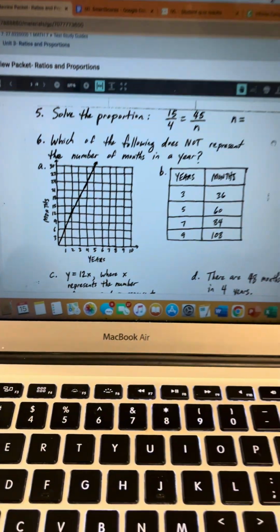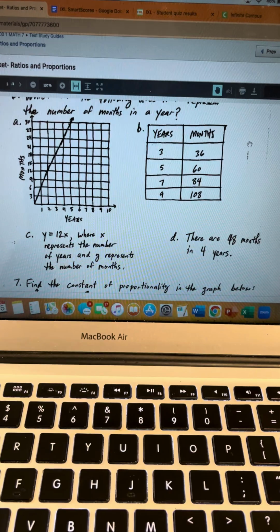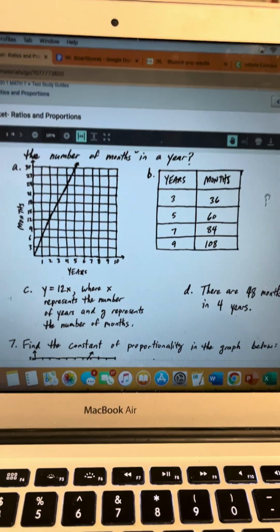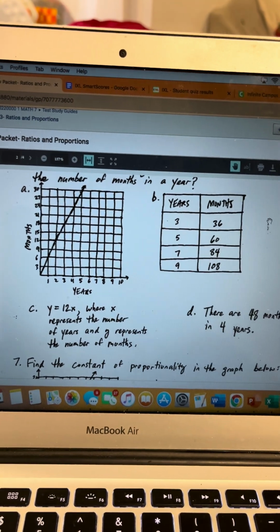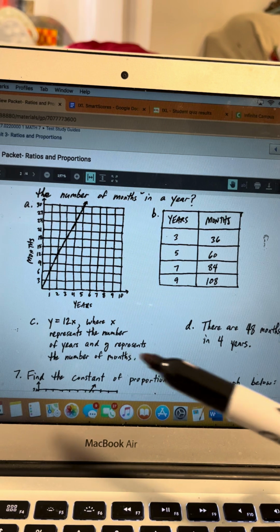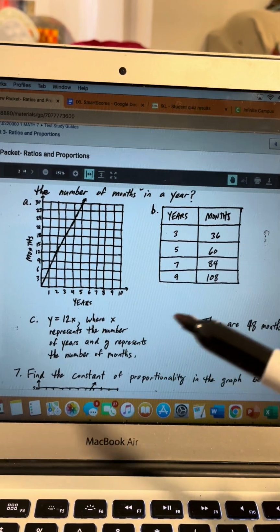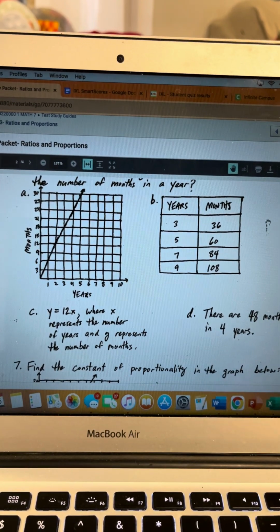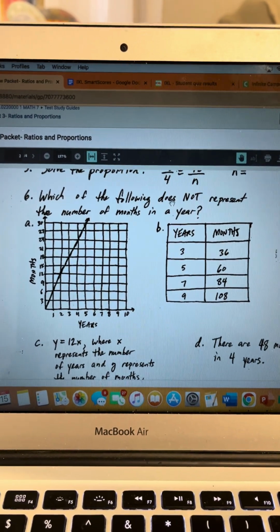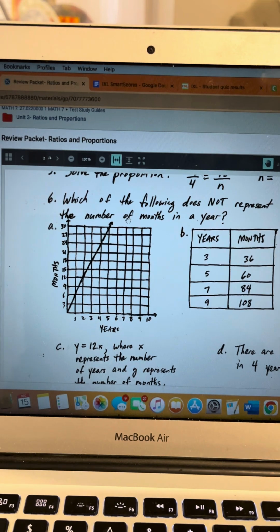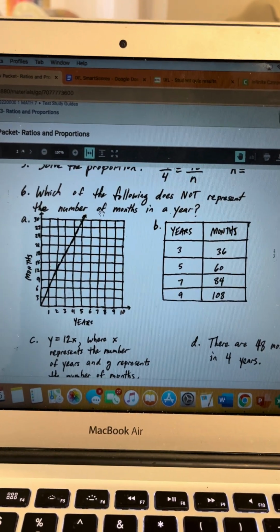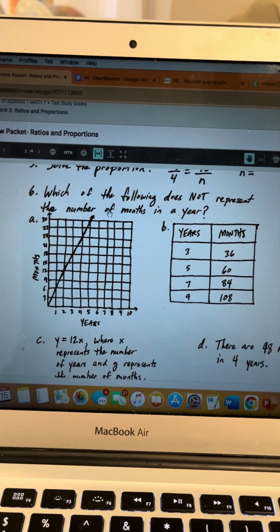Okay, all right, let's take a look at number 6 real quick. Now you're going to see one very similar to this on the tests. And on the tests, one of these options is going to give you some incorrect information. And that's the one you're looking for. Which of the following does not represent the number of months in a year? So which one of these is giving us wrong information about how many months there are in a year?